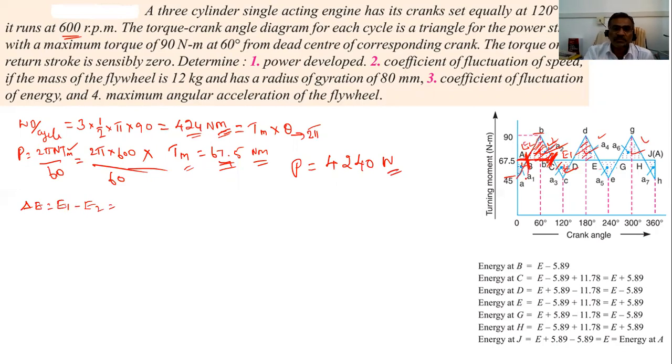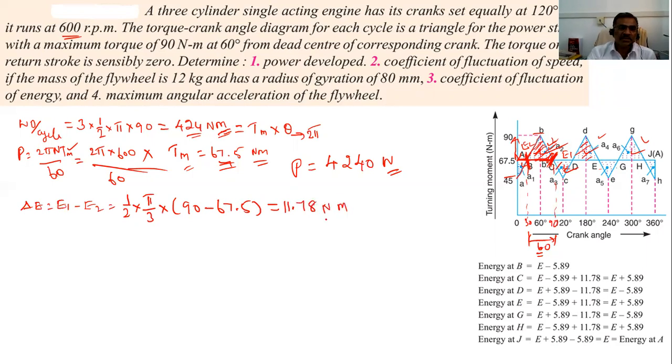So now, what is this? This is 30 degree. What is this? This is 90 degree. So then what is the base? This is equal to 60 degree. Then what is this area? Delta E is half into, this is 60 degree. 60 degree means it is 180 by 3, that is pi by 3, multiplied by height. 90 minus 67.5 is this height. This will give delta E. What is the value of delta E? It is 11.78 Newton meters, delta E.